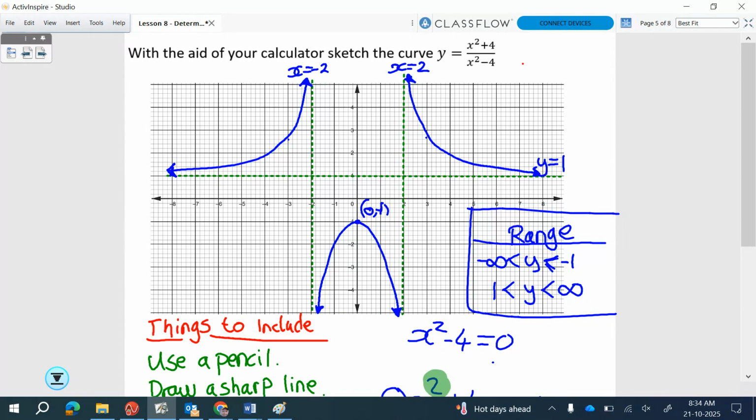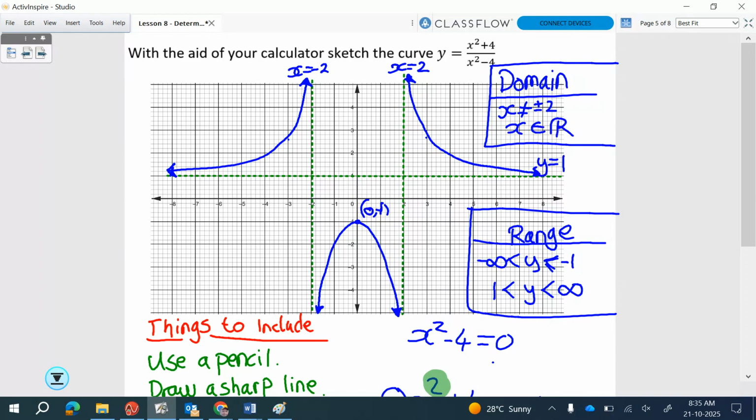What about the domain? So the domain is going to be all x other than the 2 vertical asymptotes. So if we wanted to do the domain of this one, the domain is probably best specifying just what it's not. So x is not equal to plus and minus 2. I'll do this. X is not equal to plus and minus 2. Otherwise, x is any real number.